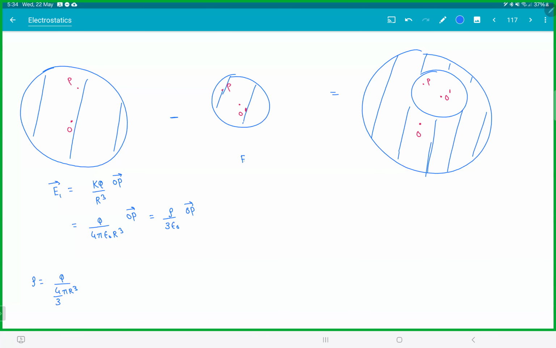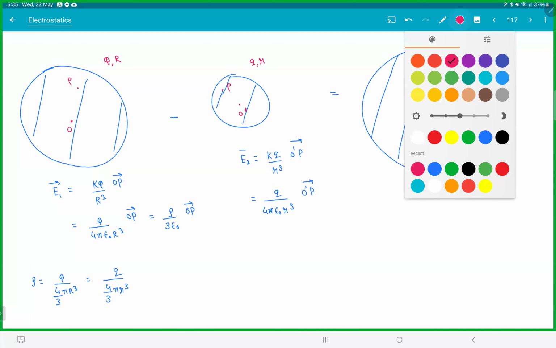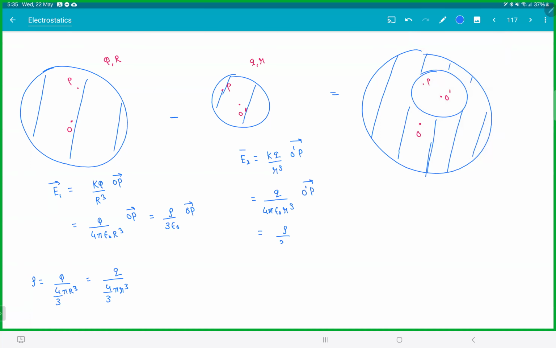Same way, if I take the field here, E2 bar, this will be K small q by small r cube O dash P bar, where small q is the charge of the small sphere and small r is its radius. So this is also equal to Q by 4 by 3 pi small r cube. Charge density is same. I am assuming the big sphere's charge is capital Q and radius R, and the small one's charge is small q and radius small r. So this is rho by 3 epsilon O dash P bar.